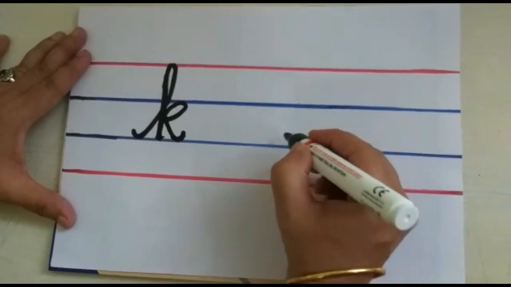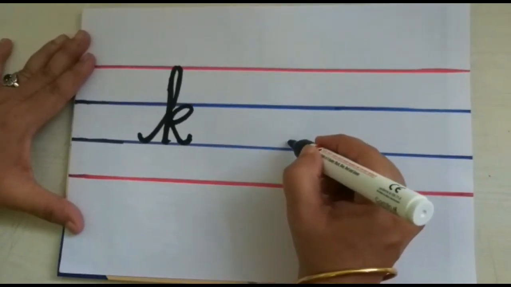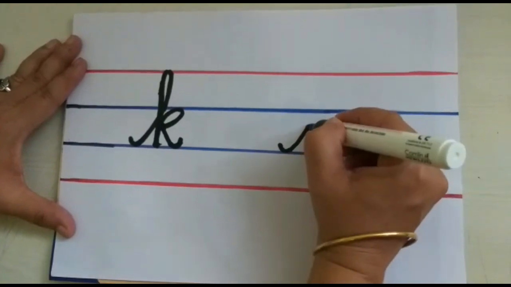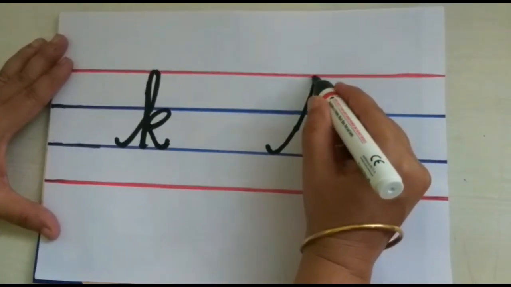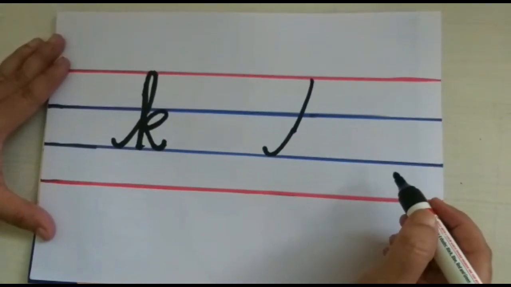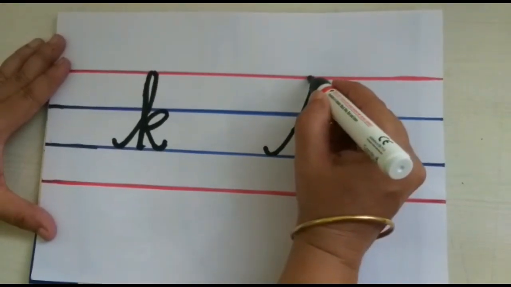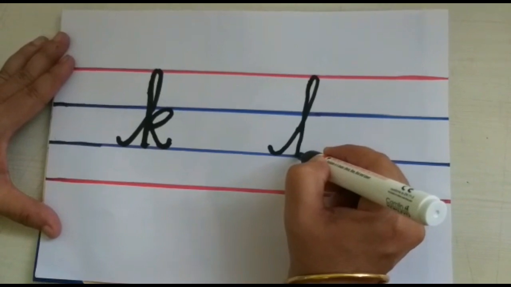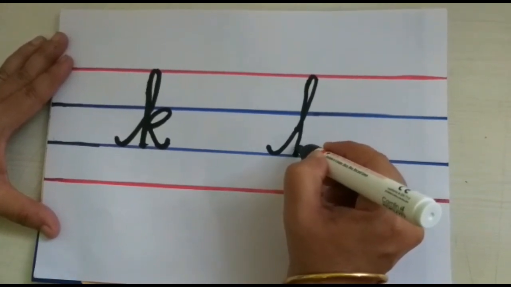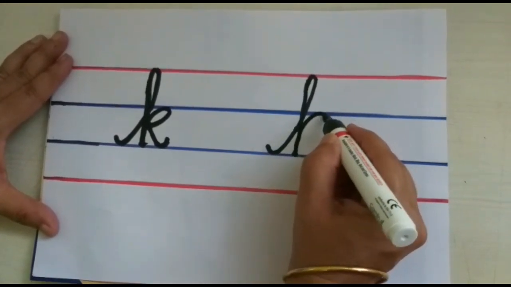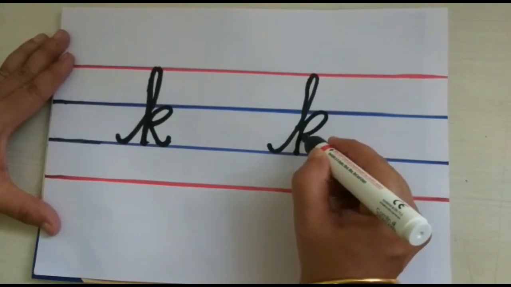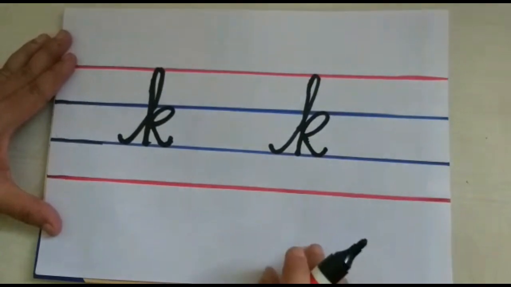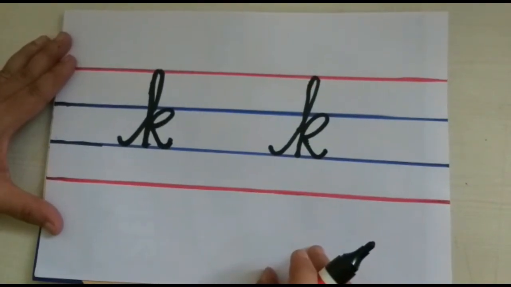Once again we will write this side. Make a small curve. Go up to the first red line, children. Like a slanting line you have to put. Now turn back. Come down to the third blue line. Now again go up. Make a round like that. One slanting line and a small curve. This is small cursive K.